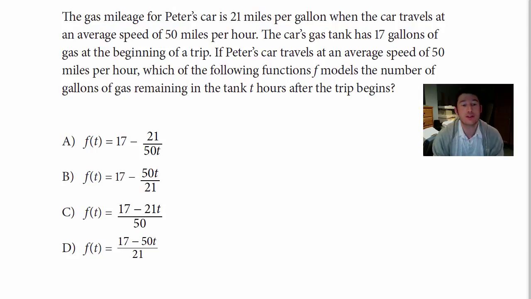Let's read it. The gas mileage for Peter's car is 21 miles per gallon when the car travels at an average speed of 50 miles per hour. The car's gas tank has 17 gallons of gas at the beginning of the trip. If Peter's car travels at an average speed of 50 miles per hour, which of the following functions F models the number of gallons of gas remaining in the tank T hours after the trip begins?